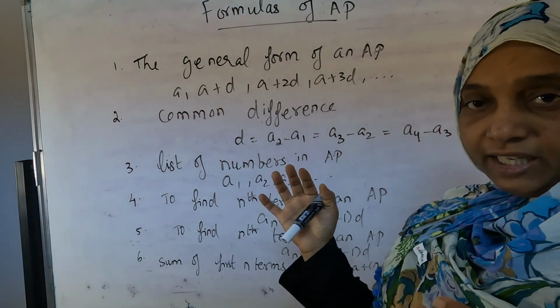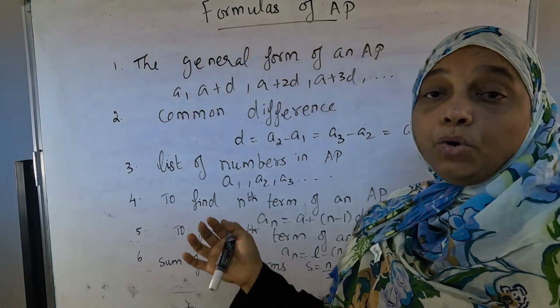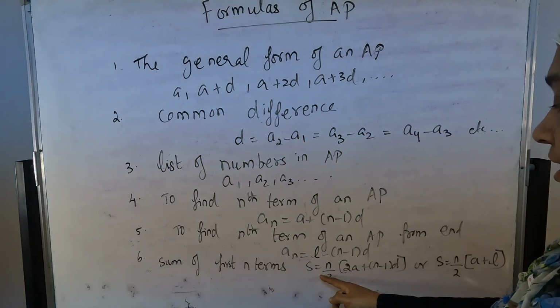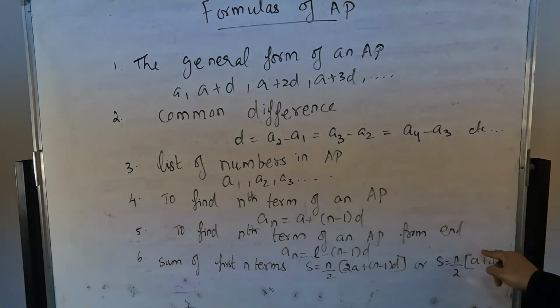If they give us a set of AP and ask us to add it, to sum it, then we have to use S is equal to n by 2 into 2a plus n minus 1 into d. Or if you have the last term in the AP, then you use S is equal to n by 2 into a plus l.